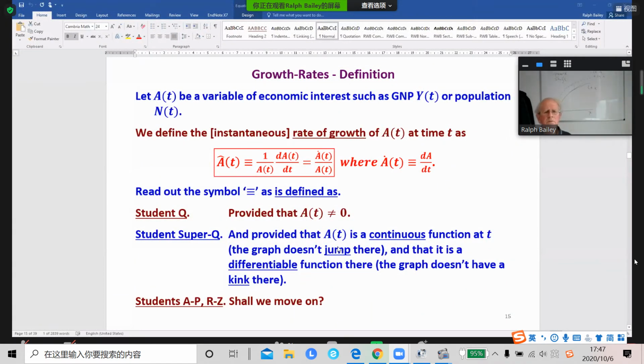That's how the growth rate of A is defined. A hat is defined this way. And that will actually work for negative A, but we normally think of it as applying when A is positive. Sometimes written in terms of this Newtonian dot as A dot divided by A.